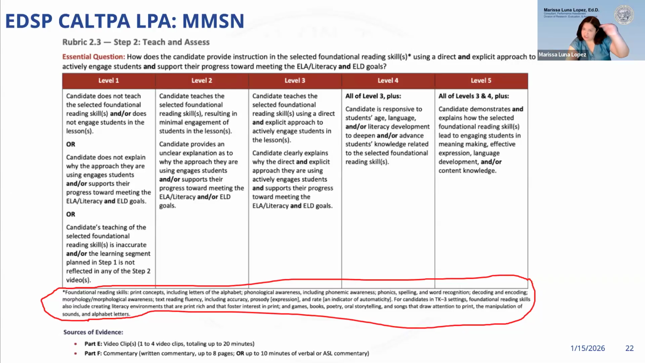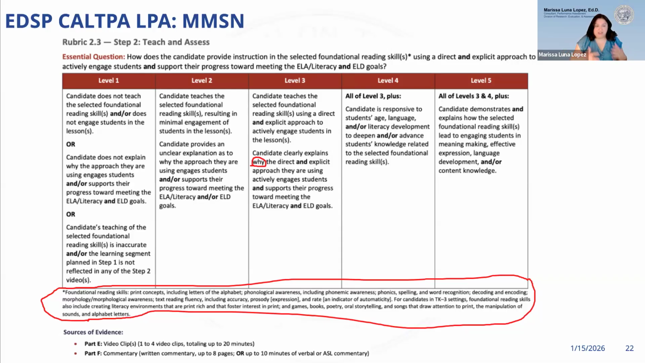They need to actually do it and have it be caught on video. And then when they get to that commentary, it's not a summary. They're not describing, I put the kids at the table and I passed out the papers and then we started talking. We can see that in the video, right? We absolutely can see exactly what they're doing. They don't need to give us a blow by blow, but they need to tell us why. What was the reasoning behind the instruction that they provided?